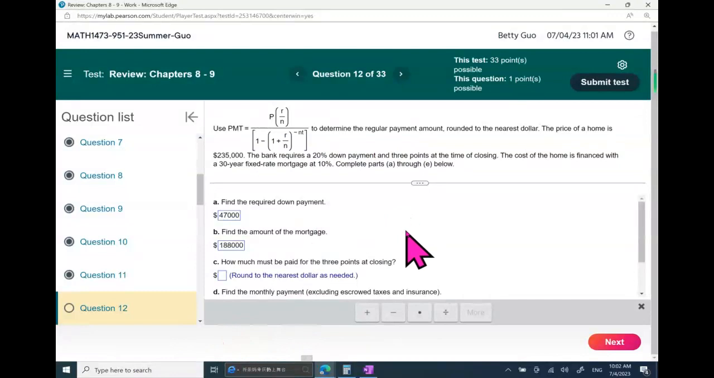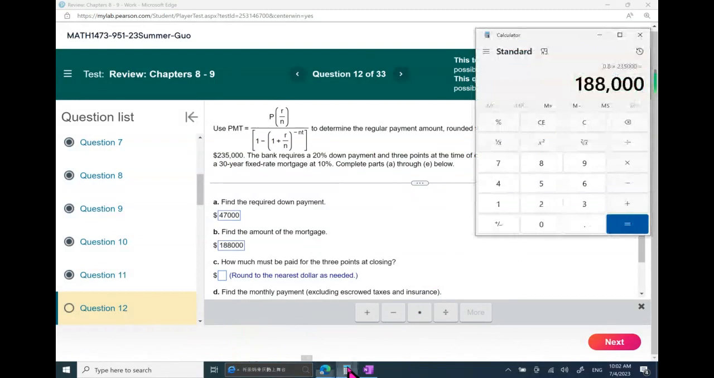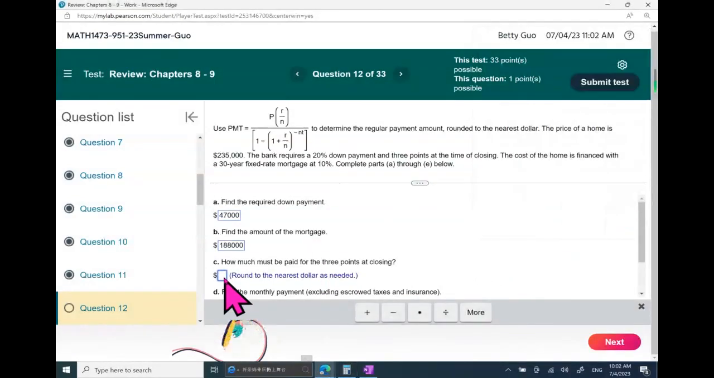Exactly, yeah. Part C, how much must be paid for the 3 points at the closing? 1 point is 1% of the mortgage, so 3 points would be 3% of the mortgage. The mortgage is from Part B, 188,000, right? Just multiply that by 0.03. I messed up, try again. 0.03, 3%. 5640.